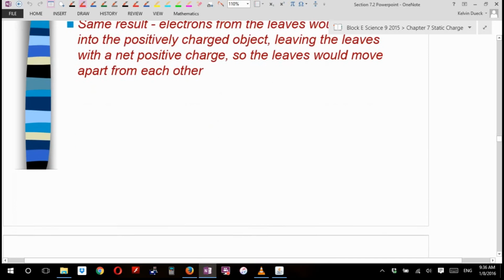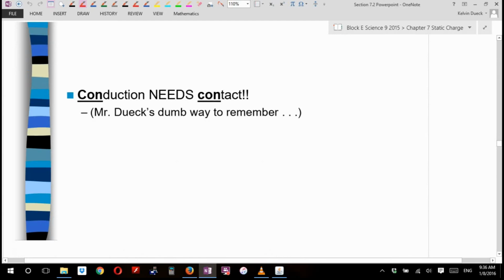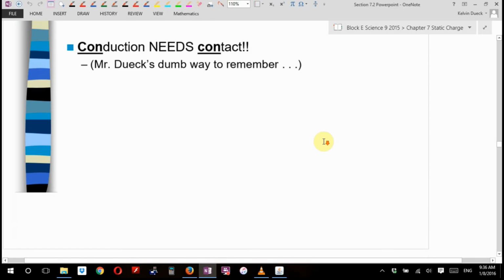Keep going. Mr. Dewick's dumb way to remember, conduction needs contact. Oh, and for what it's worth, induction is indirect, which is my word for no contact. Okay? I am going to probably ask you a question about the difference between these two on your test in some way.